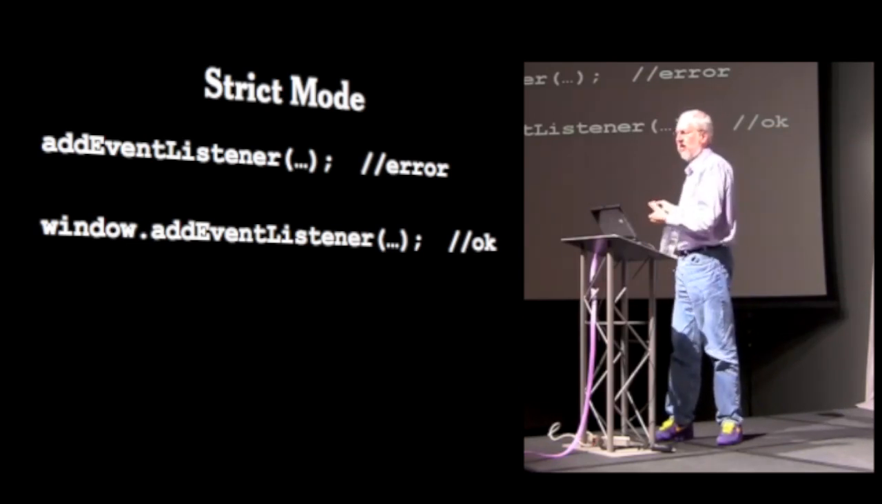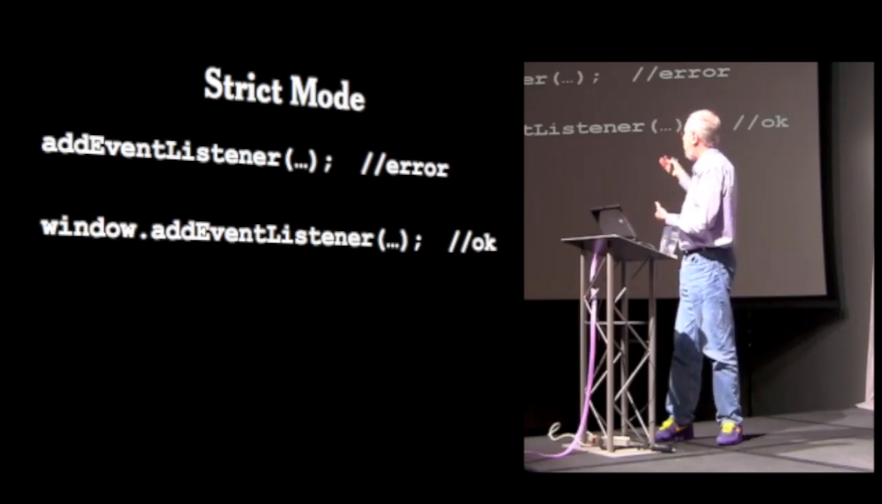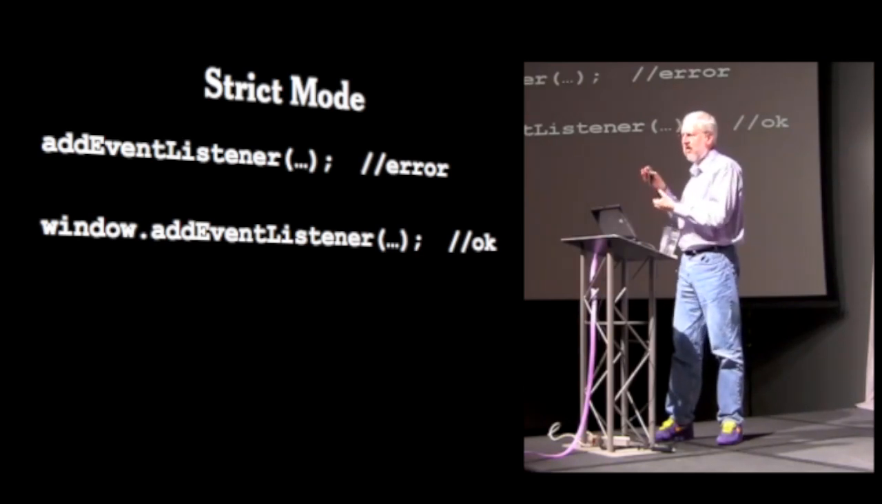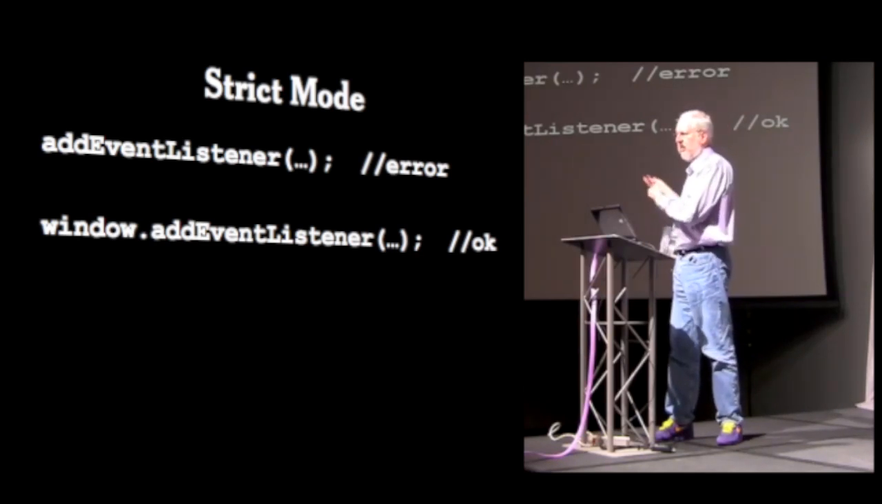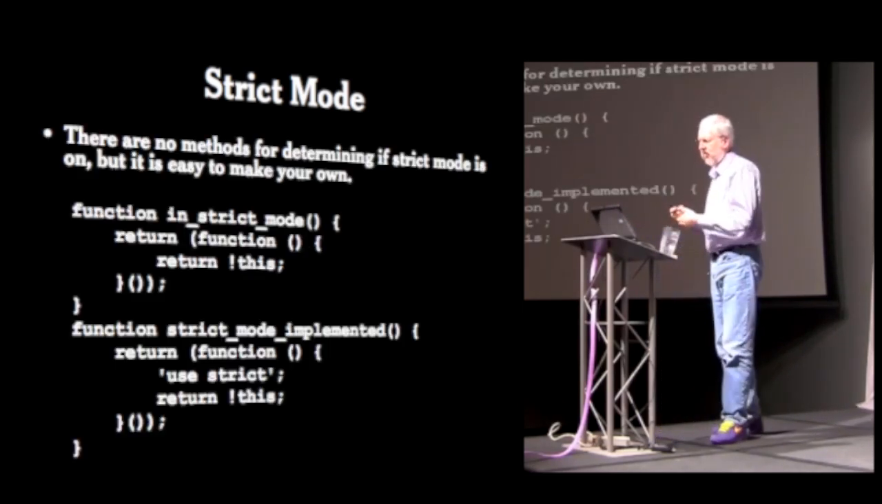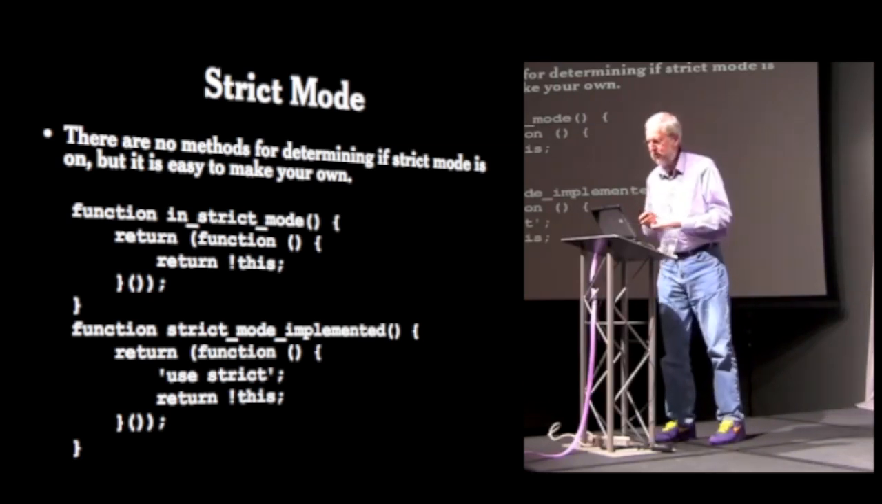The correct way to write it, and this works in ES3 too, so there's not necessarily a compatibility problem, is to put the window prefix on it. Now it's being called as a method. Now this will be bound to the global object and it will work. There are a lot of those, but this is probably the first one you're going to run into.